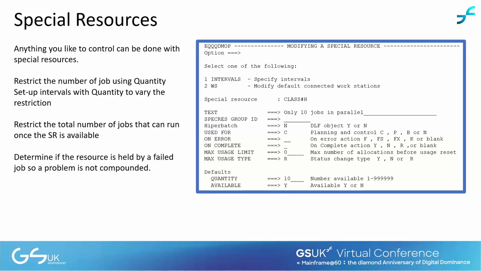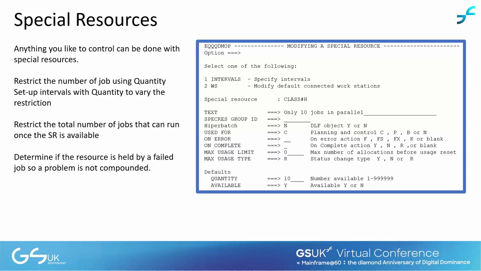So if it was a job that was doing something quite drastic to a DB2 database, for example, and it had exclusive use of the special resource, then by using this, you could prevent other jobs, if it failed, from trying to use that DB2 database. And you'd keep it so that there's no chance of something using what could possibly be a corrupt database.